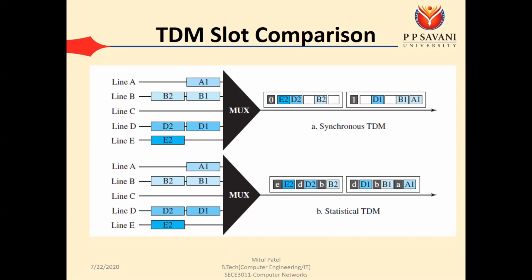But one disadvantage is that rather than sending the original data, we need to add one extra field. So there is a chance of overhead. That's why in real time, synchronous TDMs are followed rather than statistical TDMs.